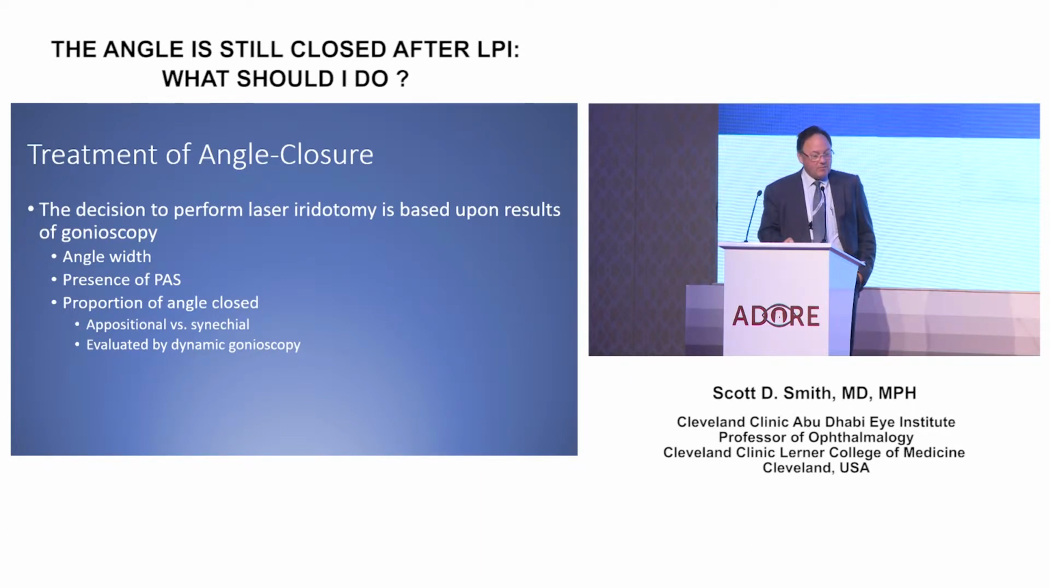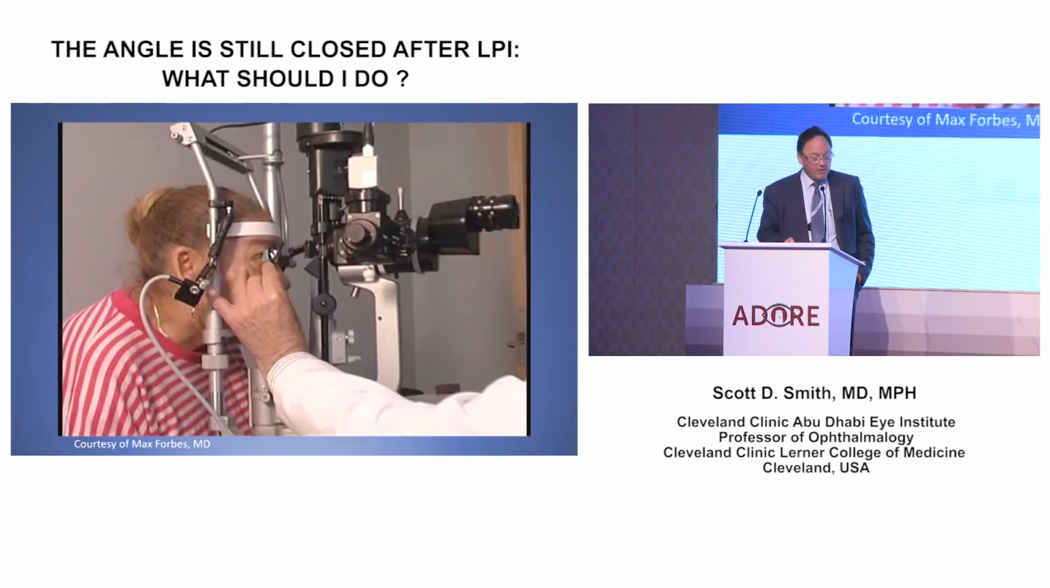Now, we want to get an idea of whether this mechanism is happening before we perform the iridotomy, of course, so we examine our patients beforehand and base the decision on going ahead on gonioscopic examination, where we judge the angle width in its natural configuration. We try to get an idea of whether there are peripheral anterior synechia present and how much of the angle is closed, and this has to be evaluated by dynamic gonioscopy.